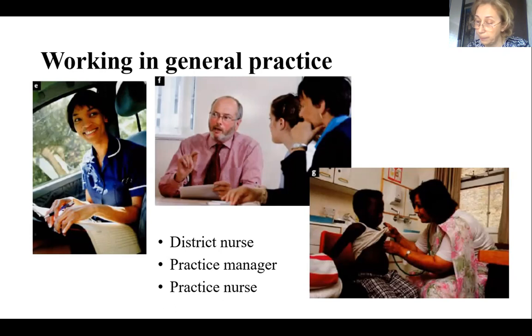Picture F. What's his job? Practice manager. Yeah. And so is he a doctor? No. He is not a doctor, yes, but he works in a hospital, right? He helps to organize the practice of general practitioner.